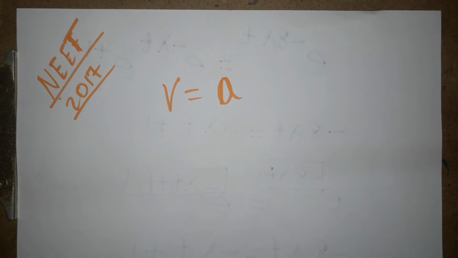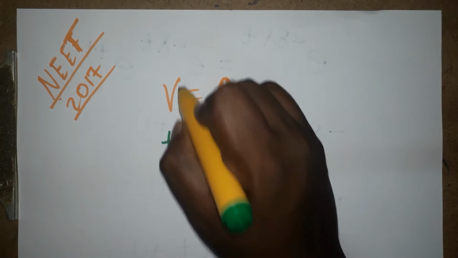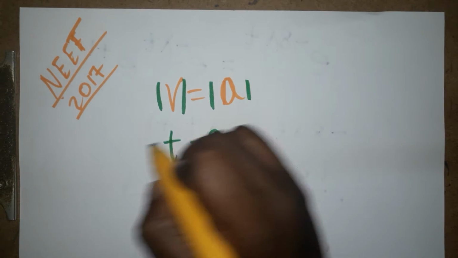Hello student, today we are going to discuss NEET 2017 question. The question is asked from simple harmonic motion. Actually, the question is: velocity and acceleration are equal, what is the time period? This is the question in simple harmonic motion, so I am going to do it.